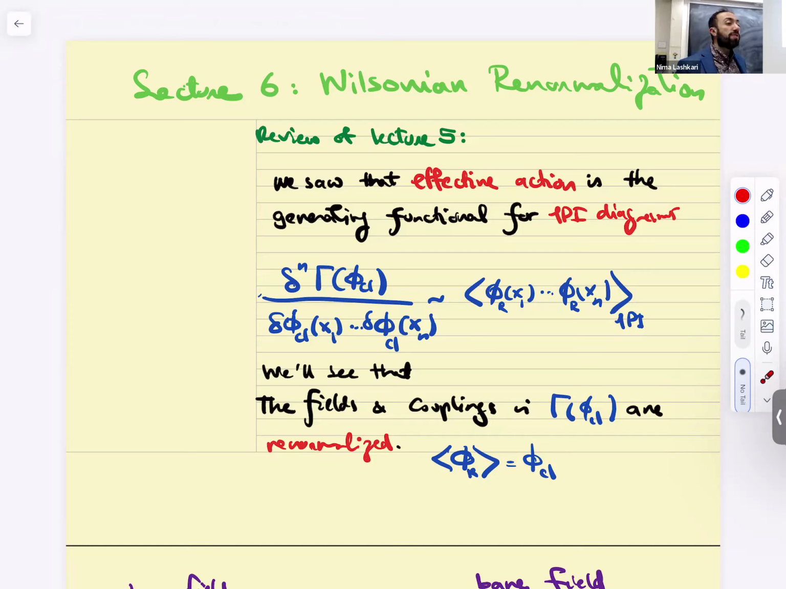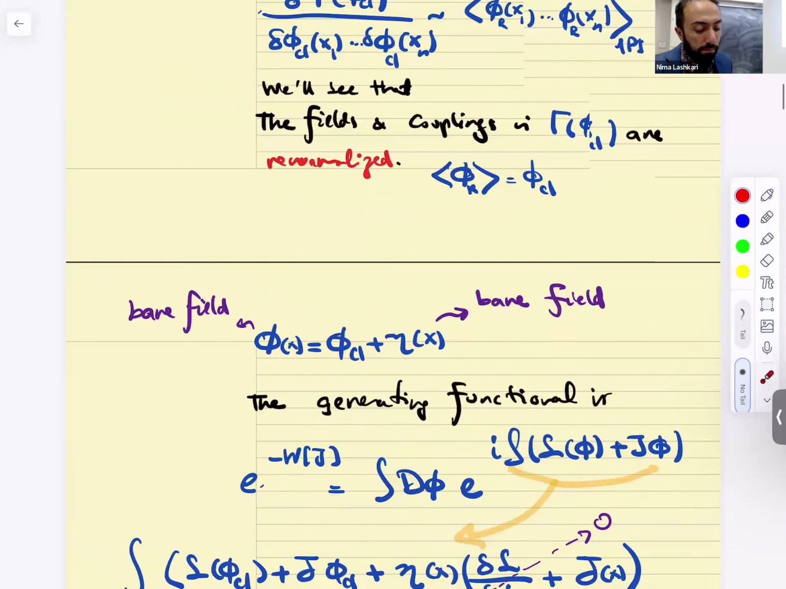So before moving on, I decided to summarize the previous lecture by making a sharp point. I'm not going to go over the discussions that we went over before. I'm just going to try to point out the following thing: that the fields and couplings in the effective action are renormalized. Remember that it's a functional whose variation with respect to phi classical is going to give you the 1PI n-point functions of the renormalized fields, right? So we're going to go over that today.